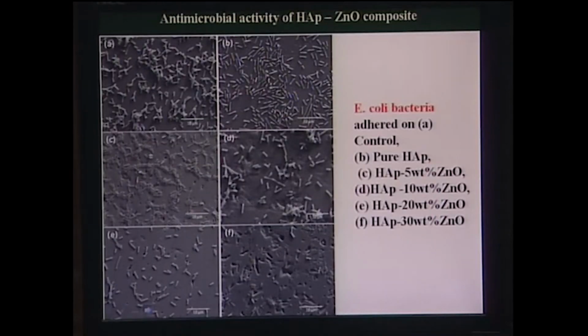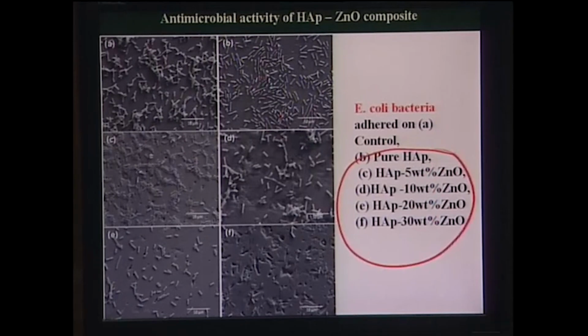Now, the next set of composites that were developed to check the antimicrobial property is the hydroxyapatite zinc oxide composite. Here, one of the postulates was whether the addition of zinc oxide is enough to kill all the bacteria. In order to test that hypothesis, we added zinc oxide content up to 30 weight%. These were the first set of experiments, carried out using E.